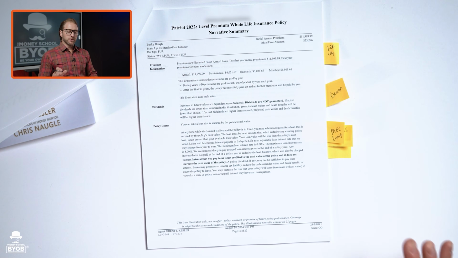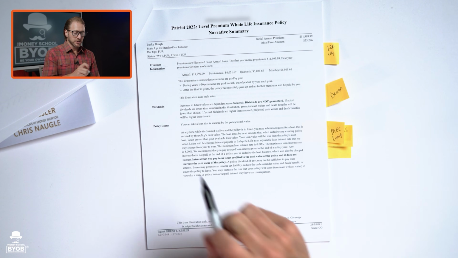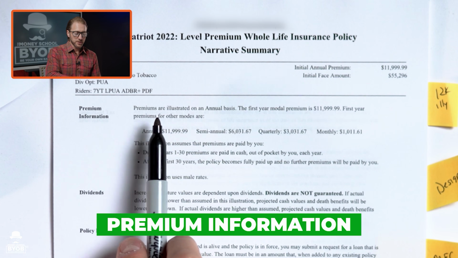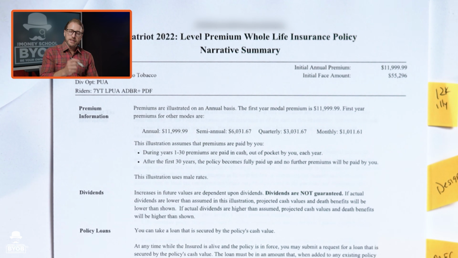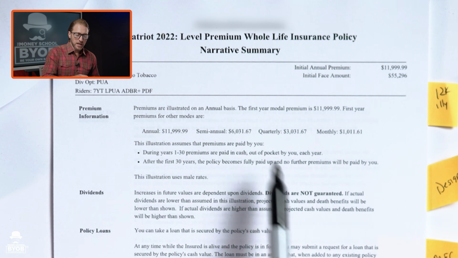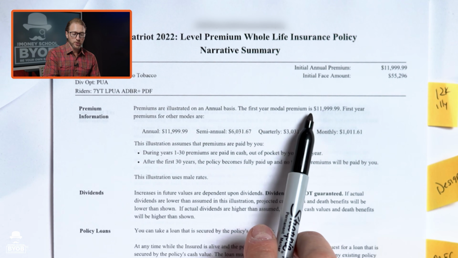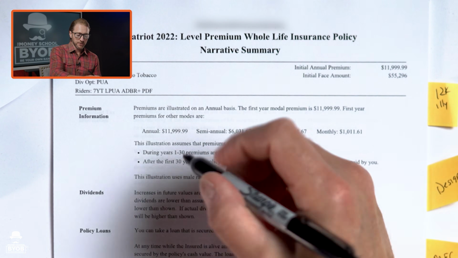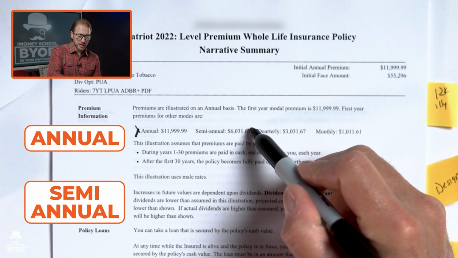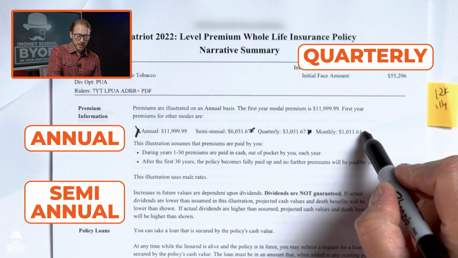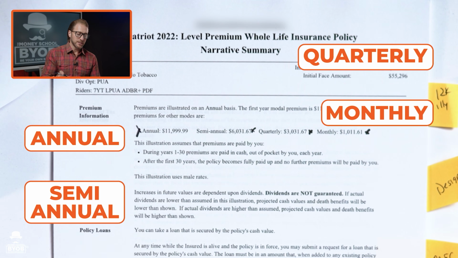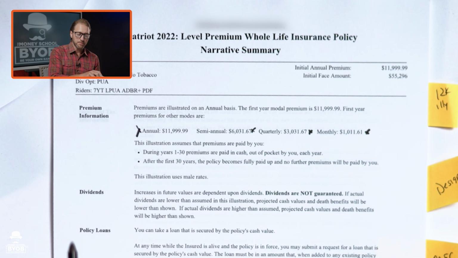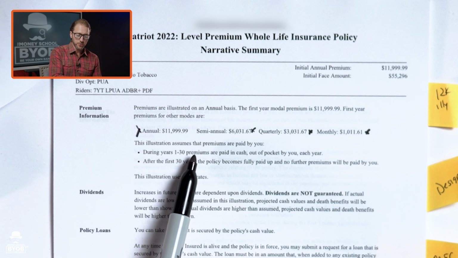Now I'm going to go fast through these. I don't want to bore you. I just want to kind of hit the baseline. So first line here on page 4 of 22 is premium information. So these premiums are illustrated in this one on an annual basis. And it's going to show you the first year modal premium is just a penny shy of $12,000. And it breaks it down if you did annual, if you did semi-annual, if you did quarterly, and you did monthly, because you can change that at any single time you want. The illustration assumes that premiums are paid by you during the years 1 through 30.